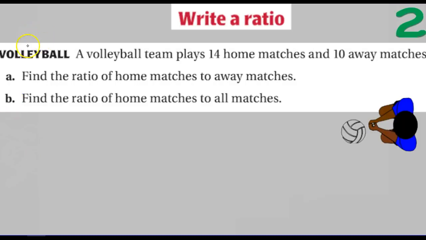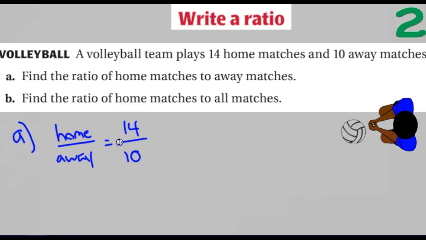So what we're going to do is look at this first problem. It says write a ratio. A volleyball team plays 14 home matches and 10 away matches. Find the ratio of home matches to away matches. Well, if we're looking at home matches to away matches, they play 14 home and 10 away. So 14 over 10 would be our ratio.